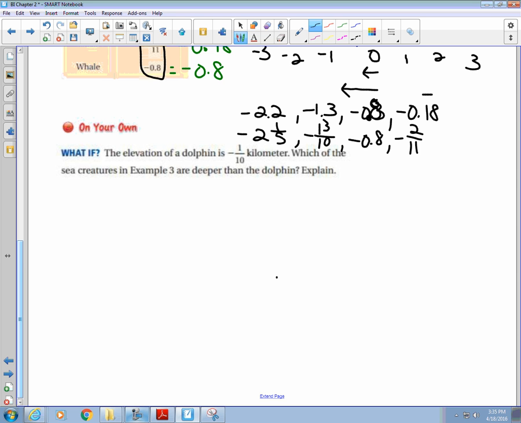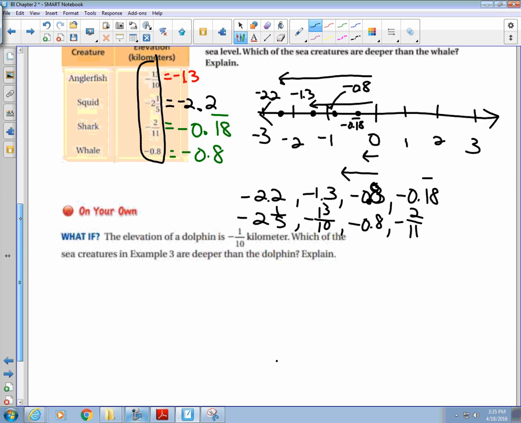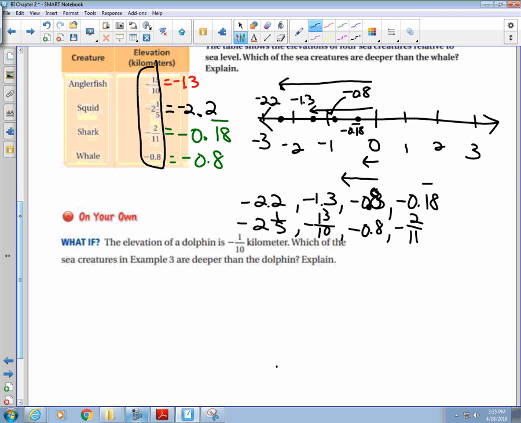So the elevation of a dolphin is negative 1/10 kilometer. Which of the sea creatures in example 3 are deeper than the dolphin? And explain. So we've got to go back up to our original problem and look at these creatures up here and see which ones are deeper.